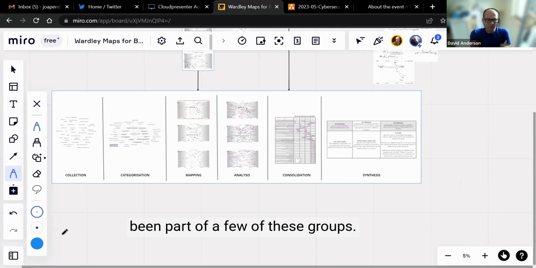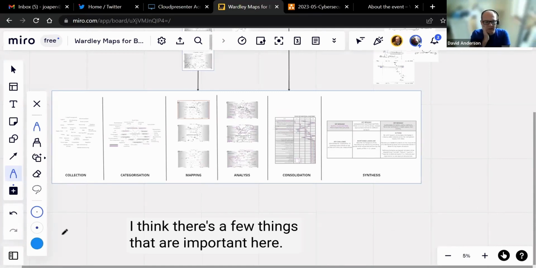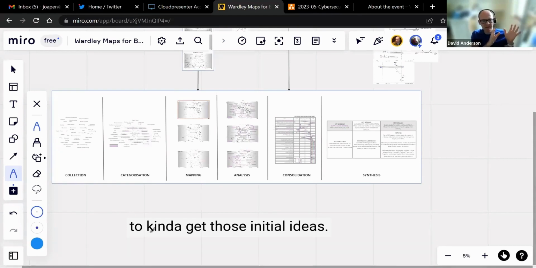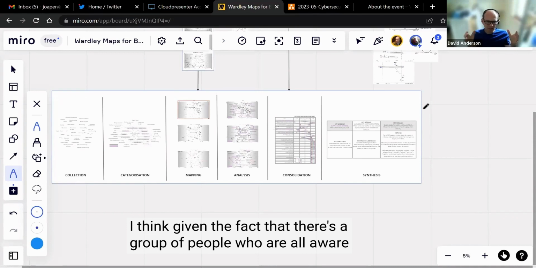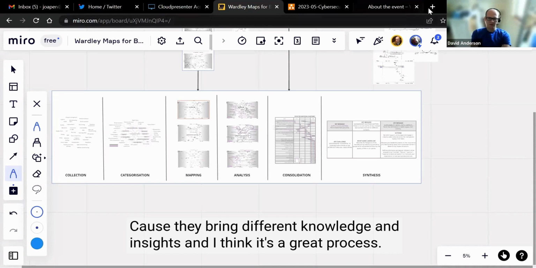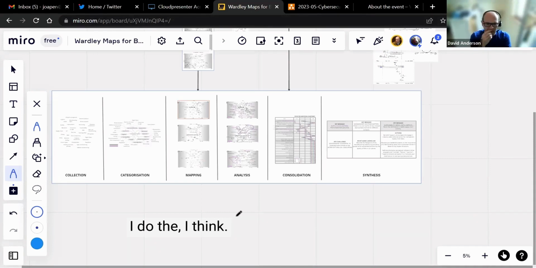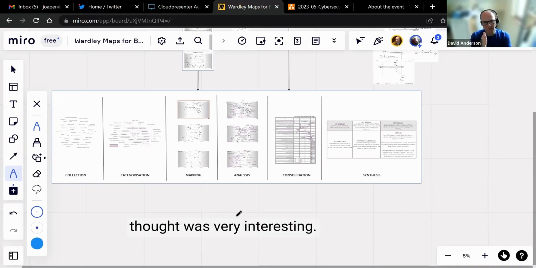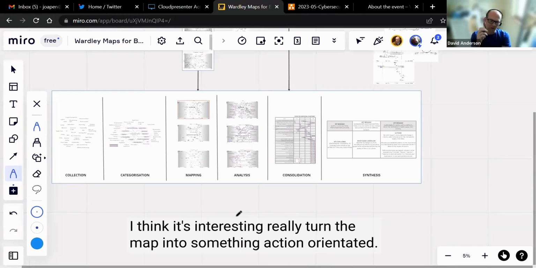Yeah, I've been part of a few of these groups. I think it's a brilliant process. I think there's a few things that are important here. The collection and categorization is a super important step, just to get those initial ideas. I think given that there's a group of people who are all aware of the area is important because they have different knowledge and insights. I think it's good drawing the initial map, but the analysis phase I thought was very interesting. I hadn't really done that as much before. I think it's interesting, really turning the map into something action oriented.